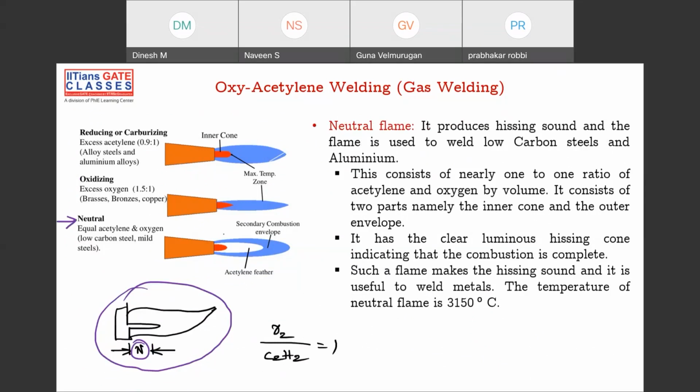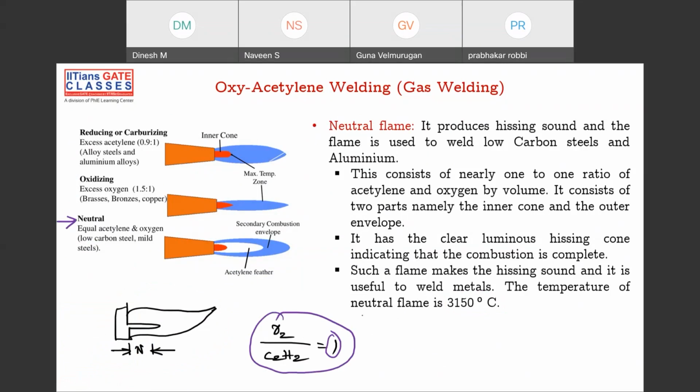And this is used for low carbon steel, mild steels, and all these things, because mild steel also is low carbon steel. Okay, now the temperature is 3150 degrees centigrade, which is in between the reducing and oxidizing flame. Okay, so here the ratio of oxygen and acetylene is in equal parts. Both are equal. That's why it's called neutral flame. Hope you're understanding these important points that I'm telling.